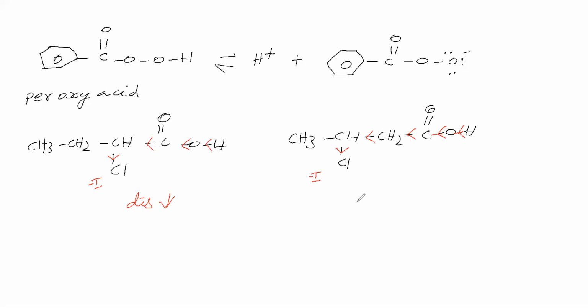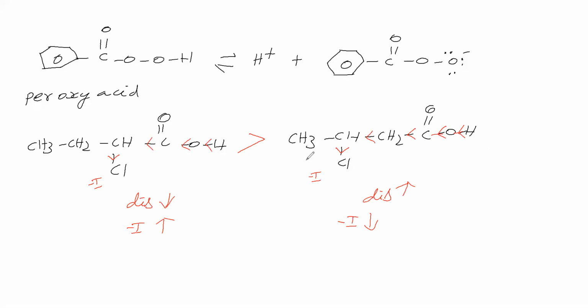Here distance is more, because the carboxylic acid and Cl distance is more. Here the carboxylic acid and Cl distance is less. So the inductive effect is high here, and low here. Therefore, here the electron cloud is shifting to a larger extent, and here to a lesser extent. Therefore, it gives H plus easily when compared to this. Therefore, it has higher acidic strength when compared to this. So acidic strength is like this.